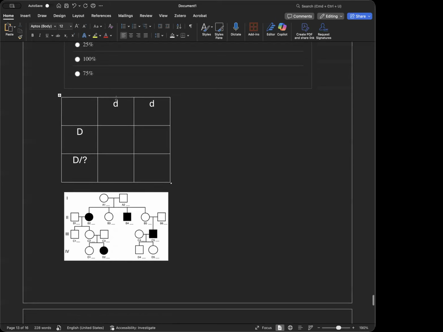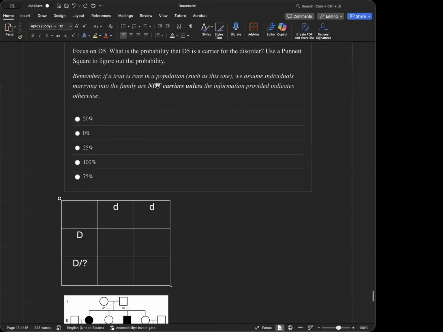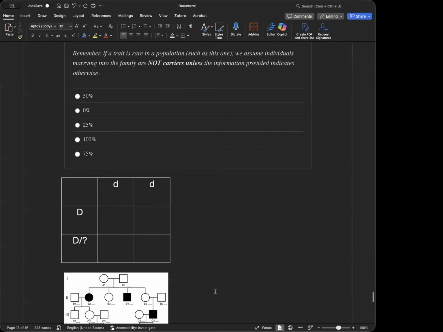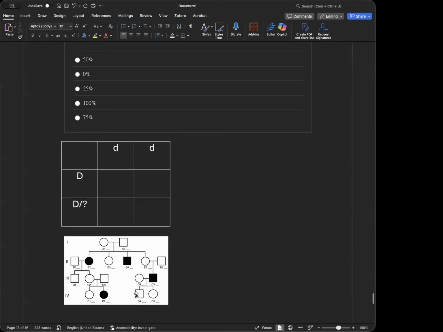So we know that C5, which I have indicated across here, is affected. So they have two lowercase d's. As far as C4, at the very least, they for sure have a capital D. Based on this information, we are assuming that the individual marrying into the family is not a carrier. The information here does not indicate that C4 is a carrier based on the previous two. It's not 100% for a fact that C4 is not a carrier.